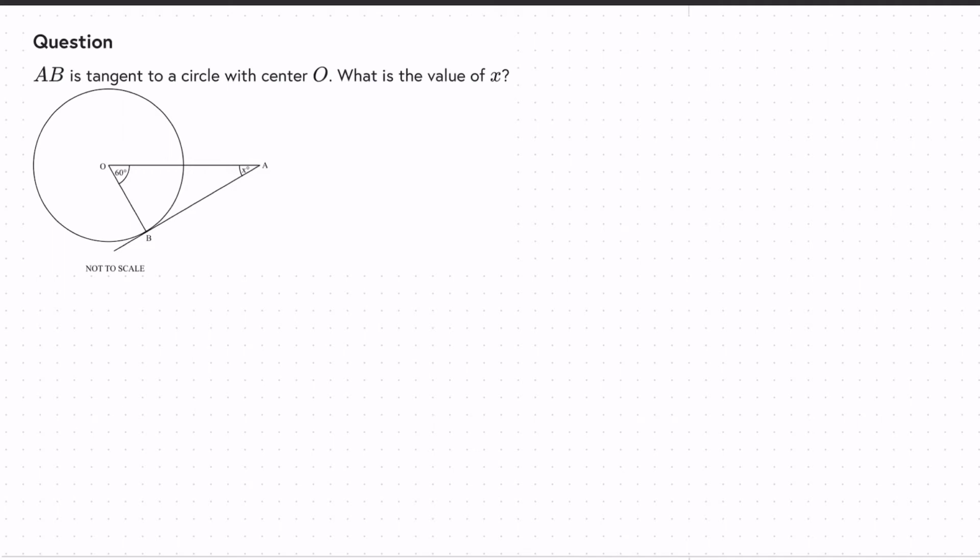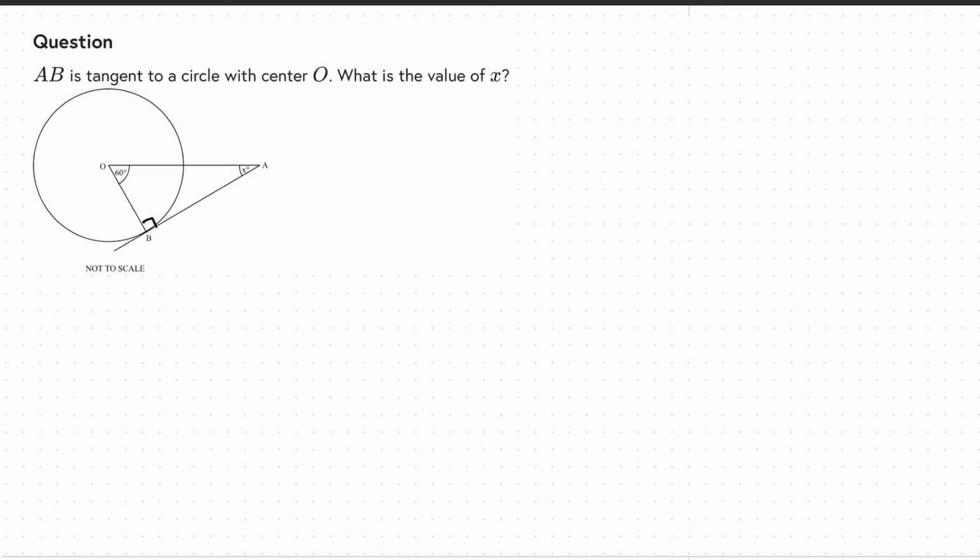Now, by definition, any line that is tangential to a circle meets the circumference at a 90-degree angle to the center. And the easiest way, well, the only way really, of getting in a straight line from the center to the circumference is via the radius. Okay, so if I have a radius and it meets the circumference at a tangent, I know that the angle there is going to be 90 degrees.